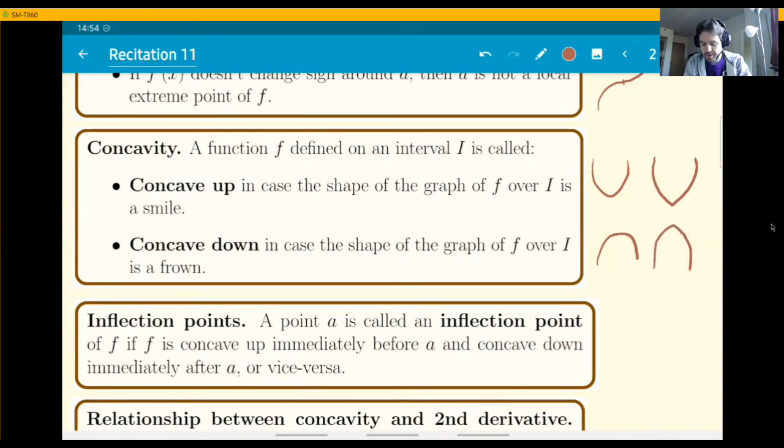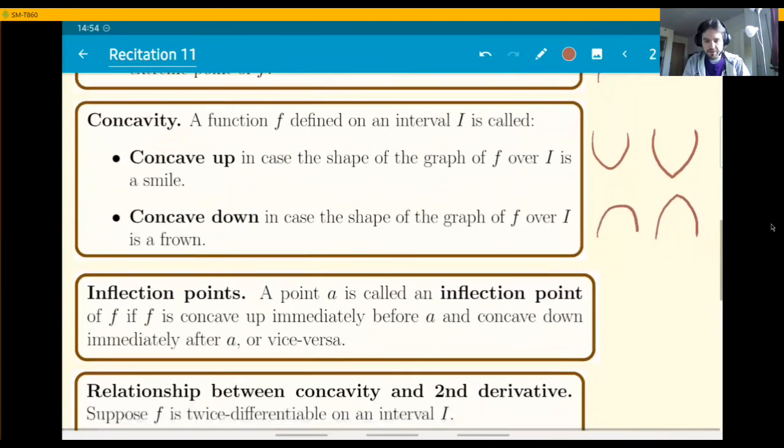I wanted to have examples where you have a cusp, a point where the function is not differentiable, but the graph remains a smile or a frown. So these are examples. And what is called an inflection point is a point where the concavity changes, either from up to down or vice versa. So for example, here's a graph that is concave up, and then suddenly it starts being concave down. This point right here is an inflection point. What happens at inflection points is that usually the second derivative is equal to 0, but that usually does not mean anything. It might not be.